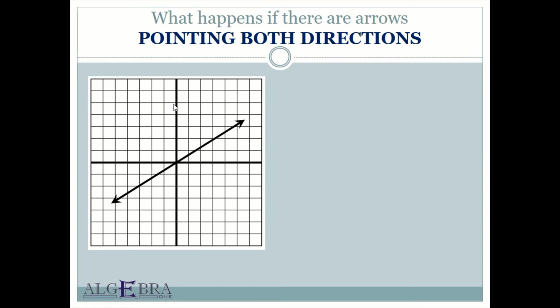What happens to our range if there are arrows pointing in both directions? Working with our range is our y values. So is there an arrow pointing down? Yes, there is, which means we can erase our lower limit. And now because there is an arrow also pointing up, we can erase our upper limit.